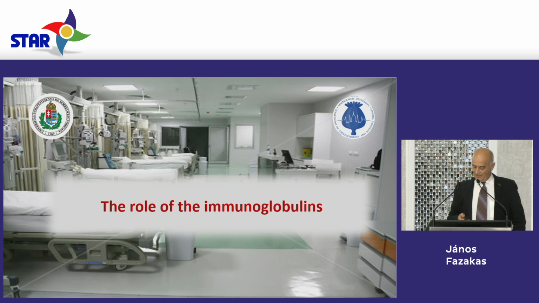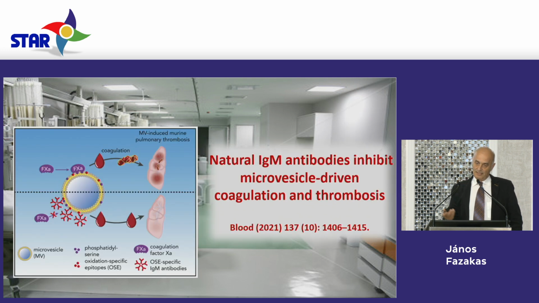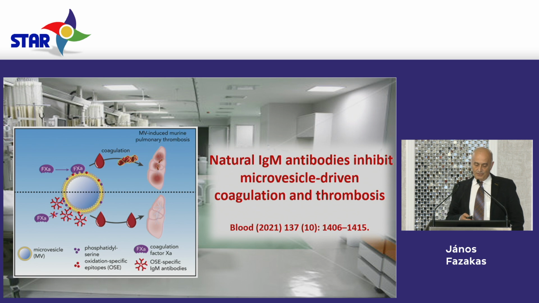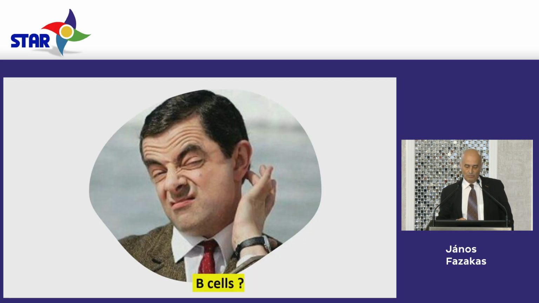So my topic now is to talk about the role of the immunoglobulins. If I would like to connect to the previous presentation, you can see that the natural IgM antibodies inhibit the microvesicle-driven coagulation and thrombosis. So there is a connection between coagulation and inflammation, even in the field of the immunoglobulins.